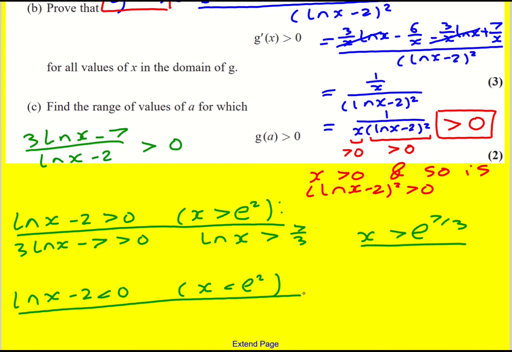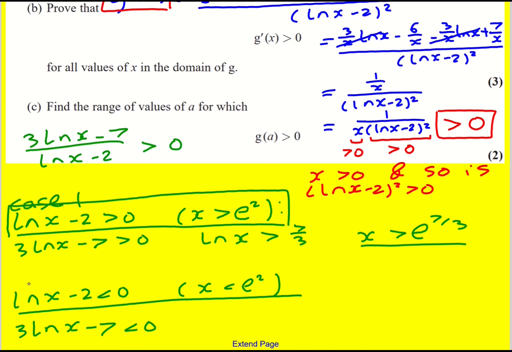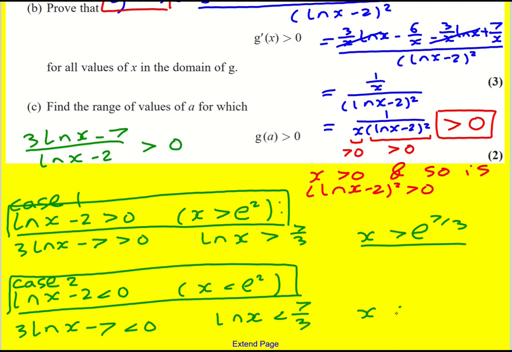What about if ln x minus 2 is less than 0, or x is less than e squared? This time, when I times through by ln x minus 2, which I can still do, because it's negative, the inequality sign swaps around. So we're left with 3 ln x minus 7 is actually less than 0. I've just realized this, it looks like I'm making a fraction. So this is case 1, and this here is case 2. Okay, so this time I'm going to get almost the same thing, but ln x is going to be less than 7 over 3, and therefore x is going to be less than e to the 7 over 3.